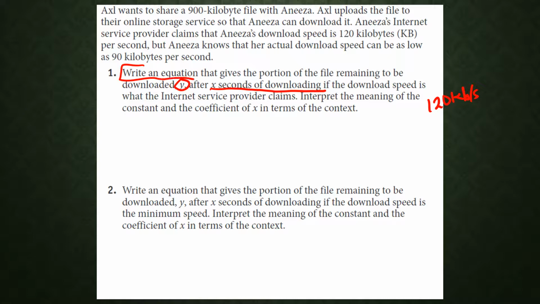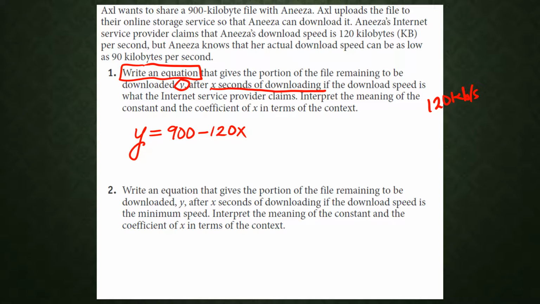In a real life situation like this, it's usually going to be in slope-intercept form. So let's see, the file remaining to be downloaded. Well, the file size remaining to be downloaded starts off being a 900 kilobyte file minus 120 per second according to the internet service provider.